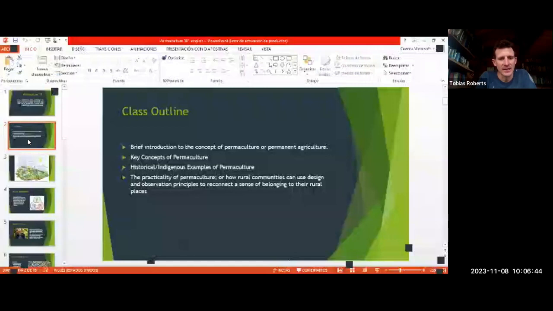And then lastly, we'll turn our attention to the practicality of the permaculture movement, or how people who live in rural communities around the world can use the principles, the concepts, the idea, the importance of observation to reconnect to their territories, to reconnect to their places, and to create a sense of belonging to the places where they live.